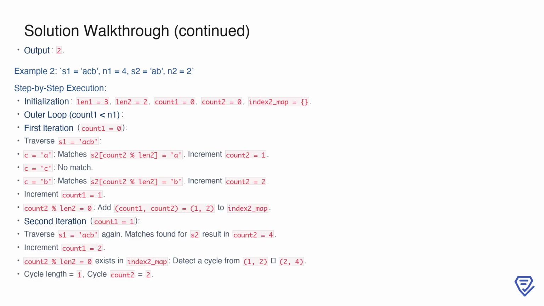Now, let's move to example 2 where S1 is ACB, repeated 4 times, and S2 is still AB, repeated 2 times. Again, we initialize the same variables. During the first iteration, we traverse S1 and observe that the first character, A, matches the first character of S2, so we increment count2. The second character, C, does not match, but the third character, B, matches the next character of S2, completing one full repetition of S2. This brings count2 to 2, and we increment count1 after finishing the traversal. Since count2 % len2 equals 0, we record count1, count2 in index2_map.